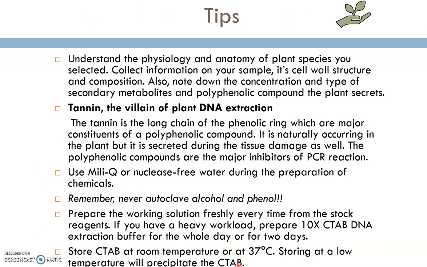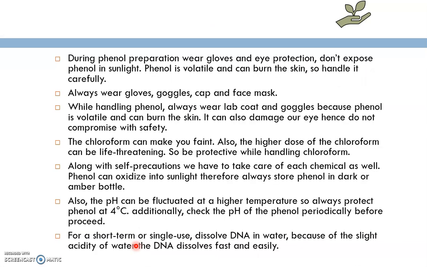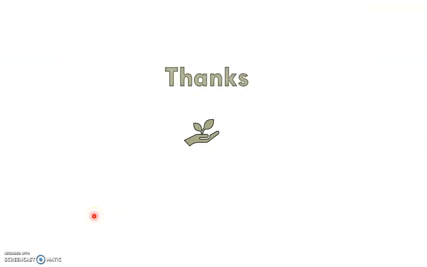And finally the tips for the complete process: we have to be very careful in using the different kinds of compounds. We must wear gloves, and a lab coat should be worn during the complete process, and nuclease-free water should be used for the preparation of chemicals. We should take care of tannins, which are the villain of the complete process. If the material is rich in polyphenols and secondary metabolites, then we should add extra steps accordingly. And the storage of different compounds is different, so we should take care of that also. That's all about it. Thank you so much.